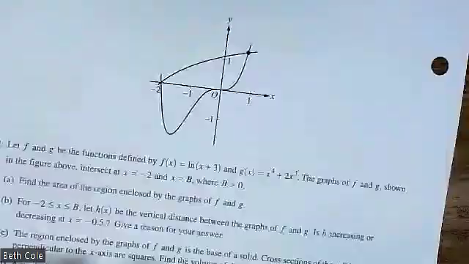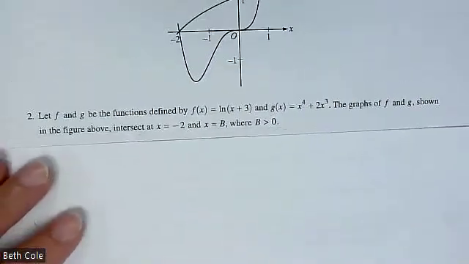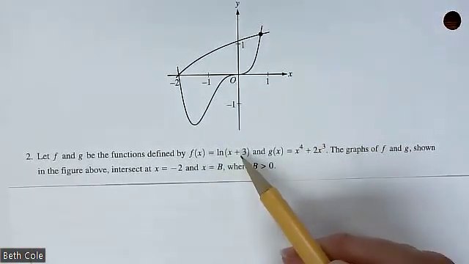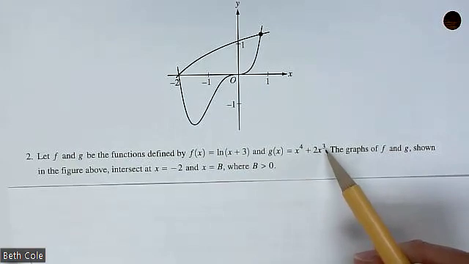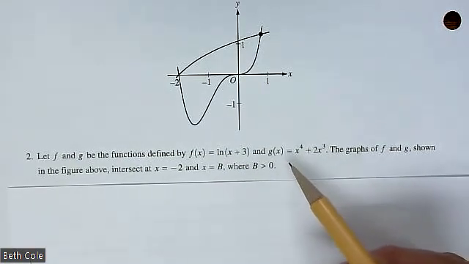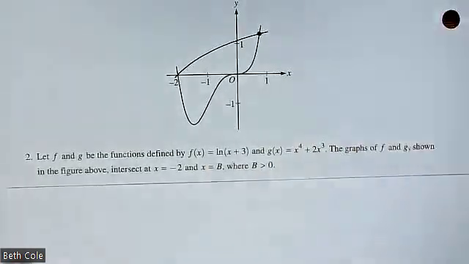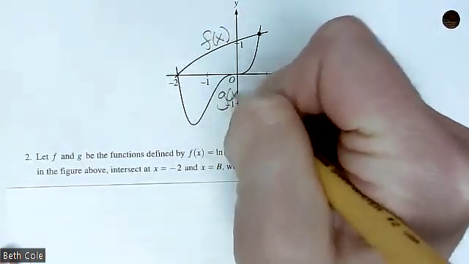All right, go ahead and flip over. We're going to do question 2. Let f and g be these functions. One of them is ln of x plus 3. One of them is x to the 4th plus 2x cubed. Which one's which? I'm looking for like upper or lower. Like which one's the upper one? Yep, f of x. So let's label that and you'll be allowed to write on this. The upper one is f of x. The lower one is g of x.